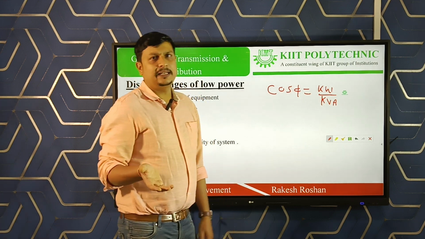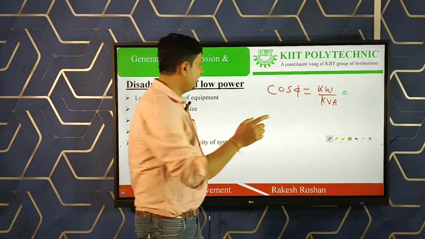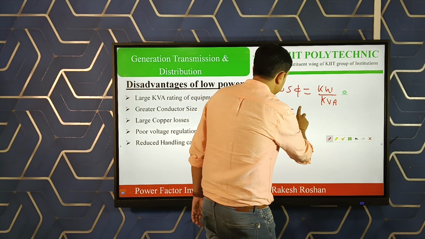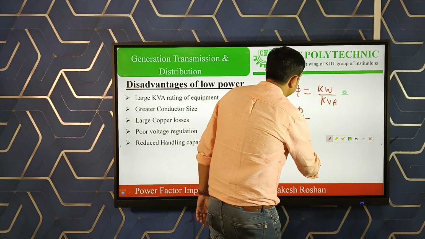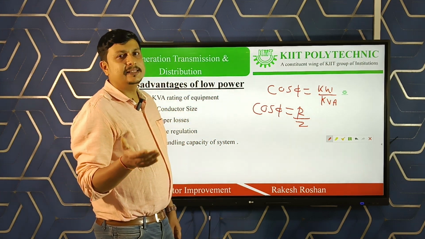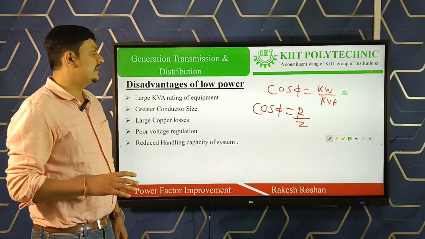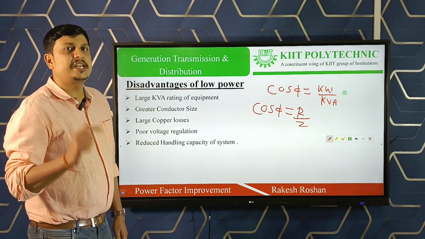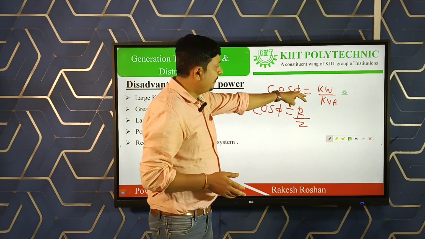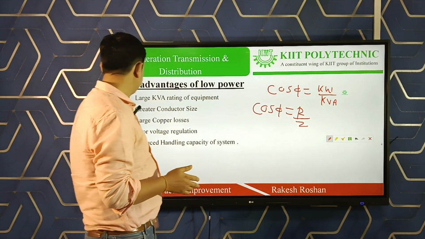There are also other expressions of power factor. It can also be written as cos phi equals R by Z, or it can be defined as the cosine of the angle between voltage and current. So these are some definitions of power factor. The most accurate definition is that power factor is the ratio of active power kW to apparent power kVA.